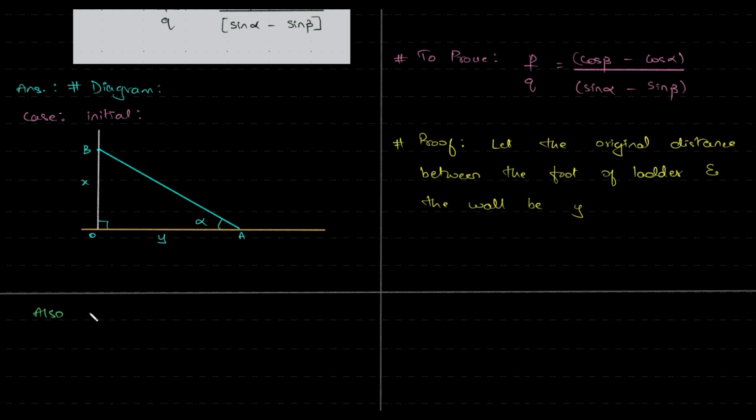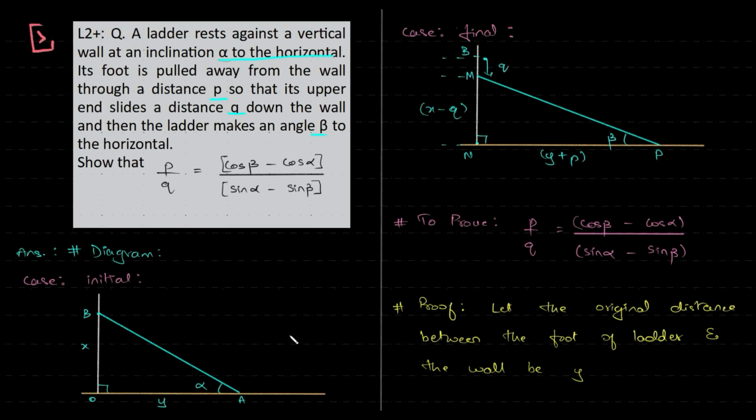Also, let x be the height where the ladder originally rests. This is very important because, if we don't mention this, we can't have this. This is critical. That's why I'm giving importance to writing in detail.